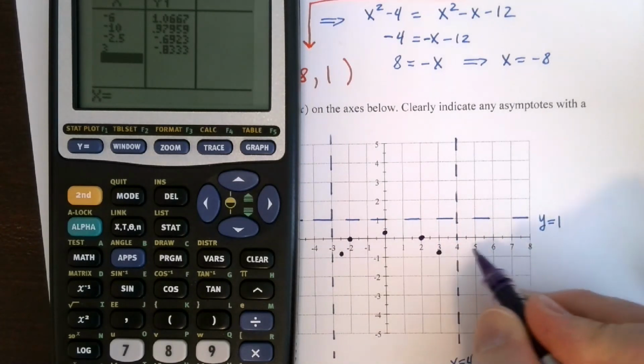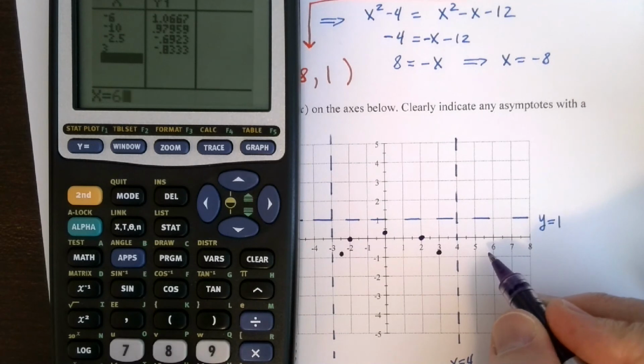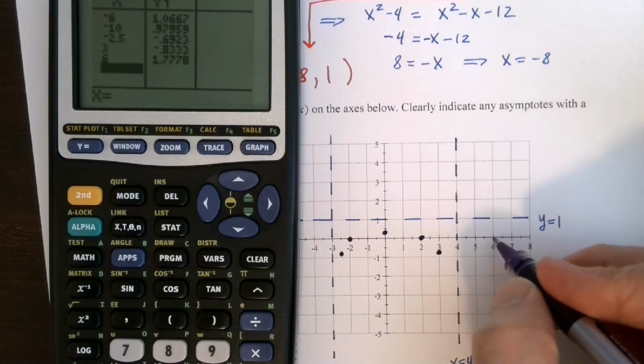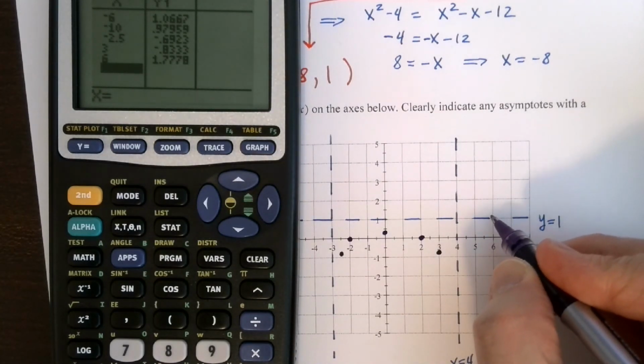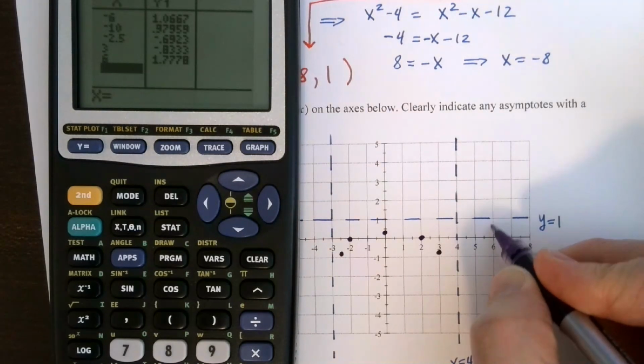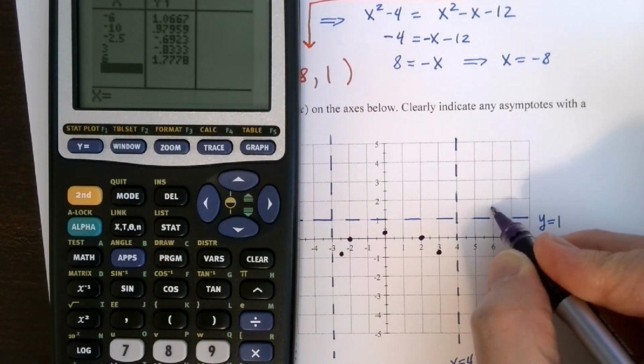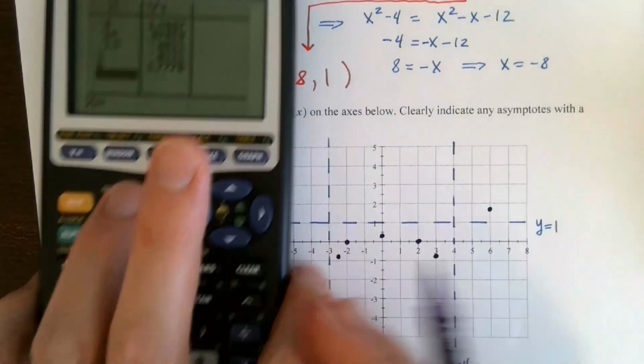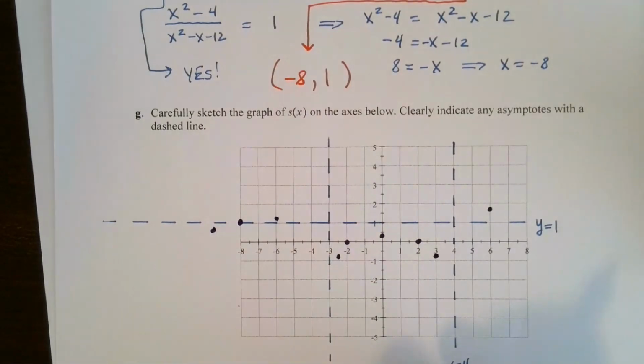And then let me pick a point in here. Let's try 6. If I plug in 6, the output is 1.7778. So 1.78, about somewhere right around here. Okay. Now again, you can plot more points if you want, but this is really sufficient.